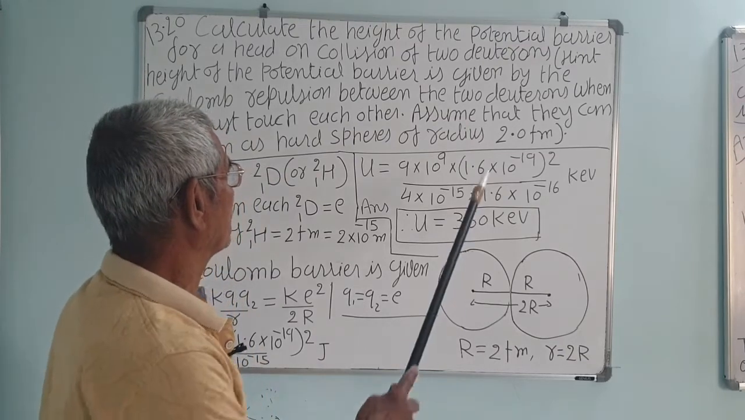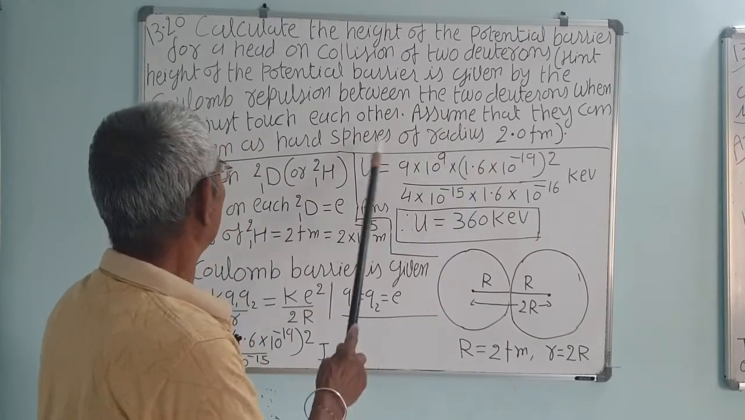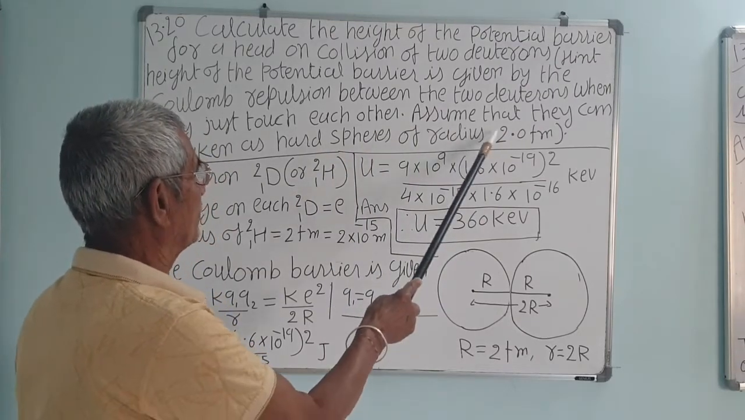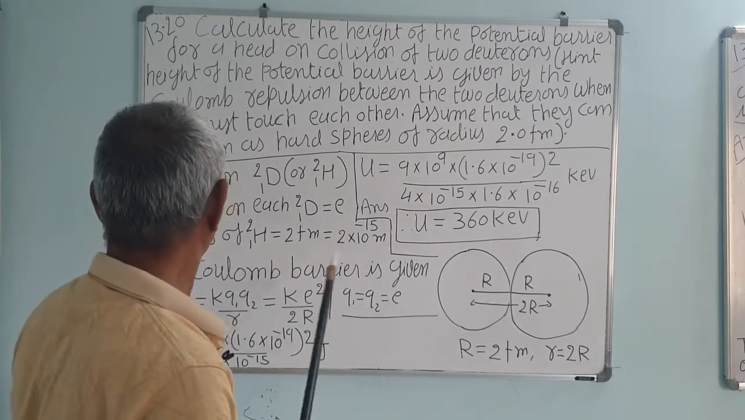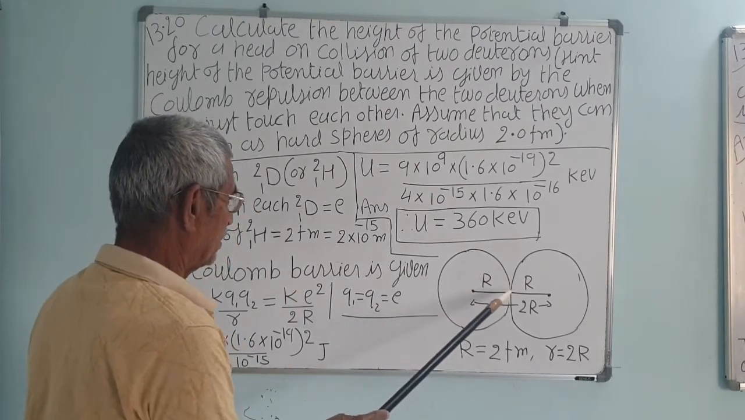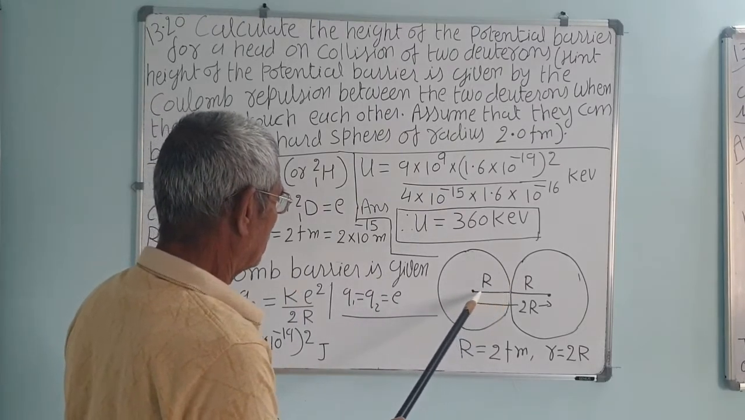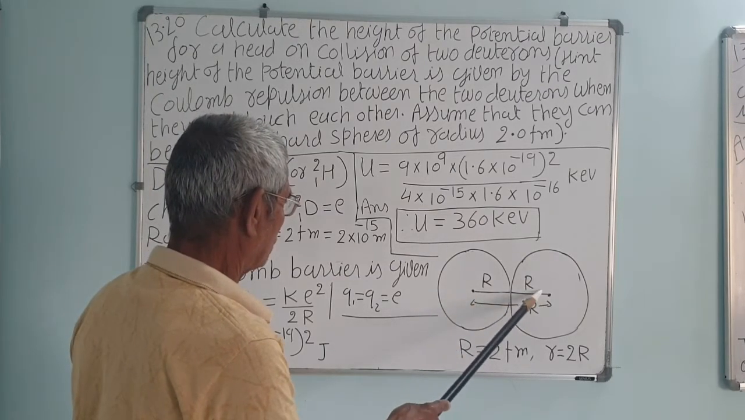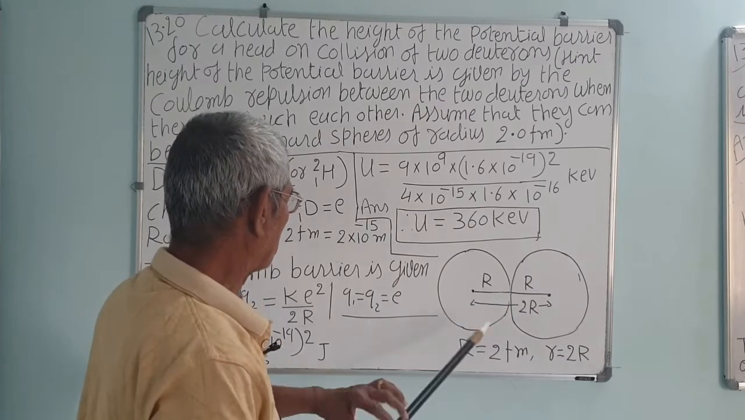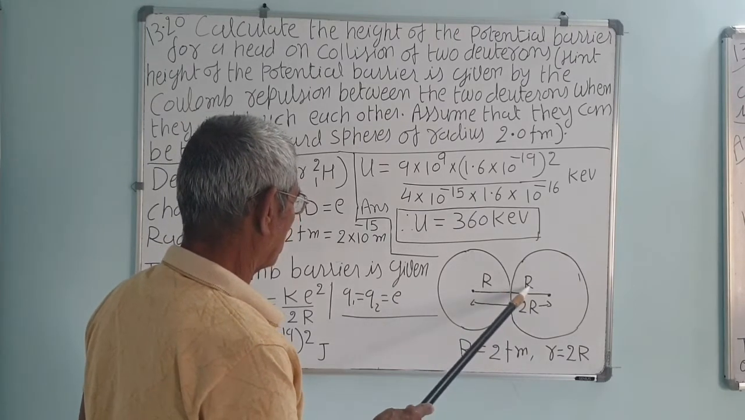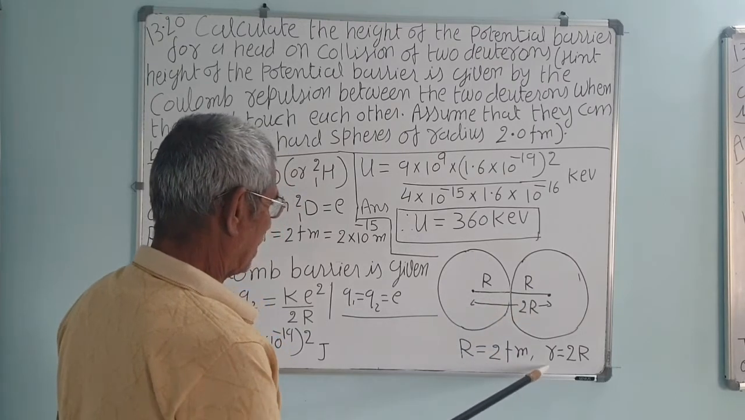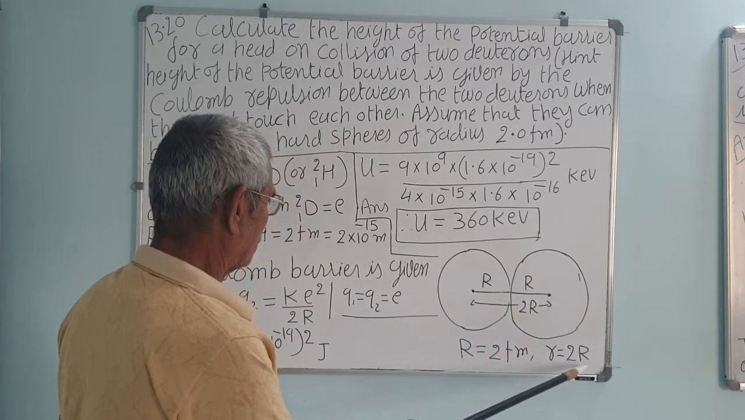So 2 fermi is the radius, which is given. So the distance between the centers will be 4 fermi. Let us see. The radius R is 2 fermi, and this is also 2 fermi. So if we take R as the radius, the distance between centers is actually 2R, which is 4 fermi.